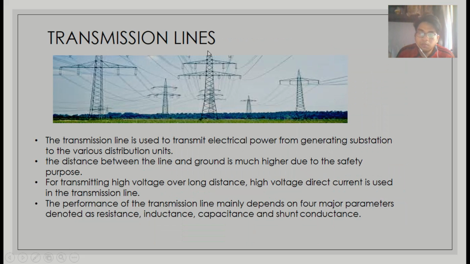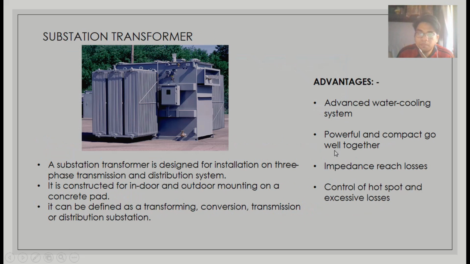Next, we move to the transmission line. The transmission line is used to transmit electrical power from the generating substation to the various distribution units. The distance between the line and the ground is much higher for safety purposes. For transmitting high voltage over long distances, high voltage direct current is used in the transmission line. The performance of a transmission line mainly depends on four major parameters: resistance, inductance, capacitance, and shunt conductance.